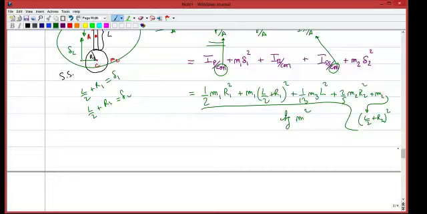Oh, no. The units are kilogram times meter squared. Sorry. Let me put it here.